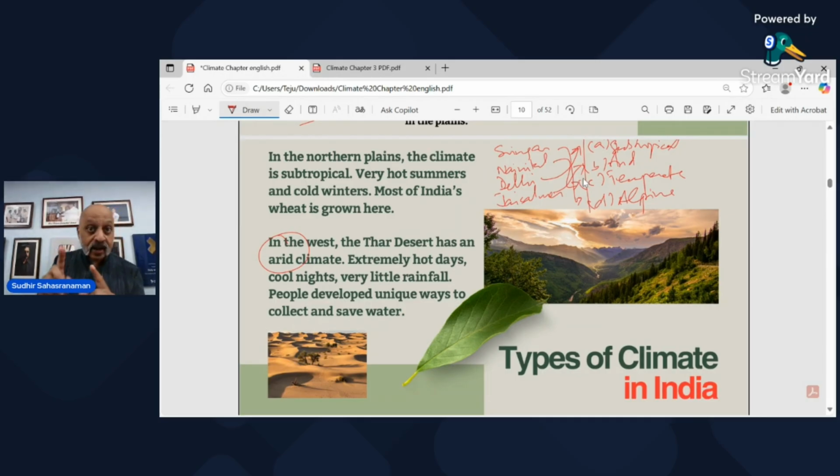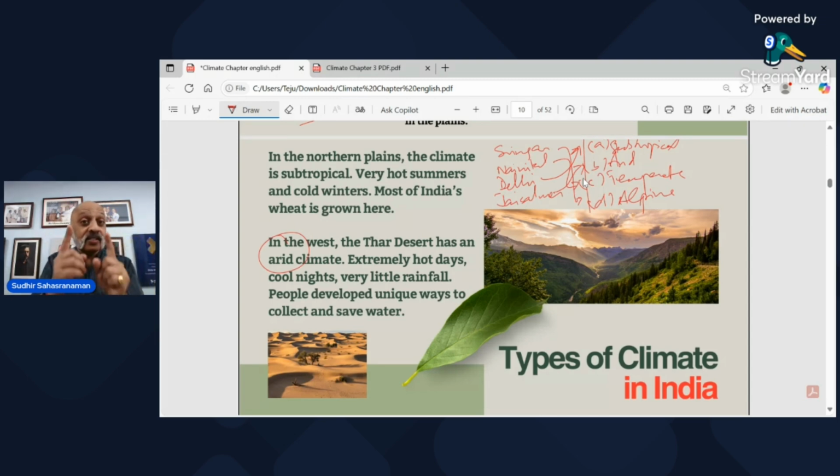I hope you're understanding what kind of questions you could possibly get in a concept like this. So as I'm saying, just apply this. You could develop some kind of a code by which you could remember these things. The Thar desert, the desert area in Rajasthan, has an arid climate. Arid is another word for dry. Very hot days, but during the night it gets very cool.